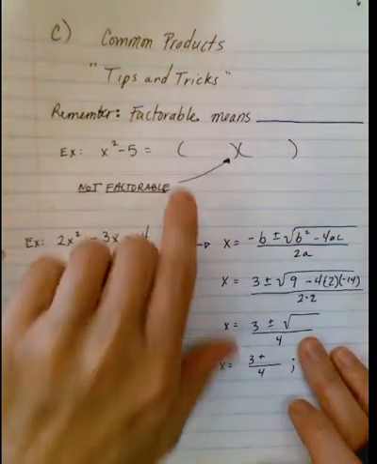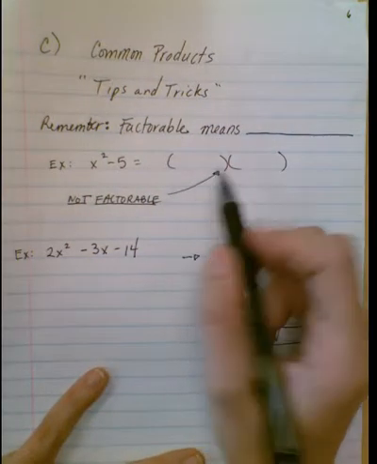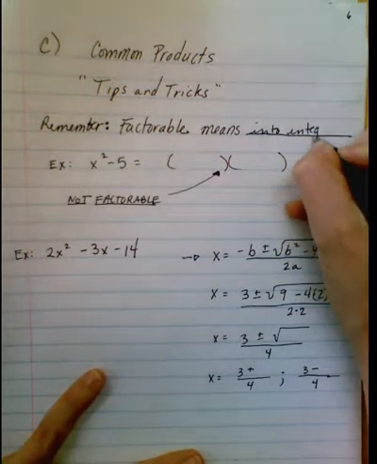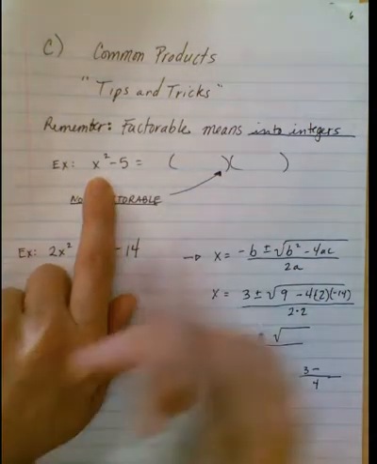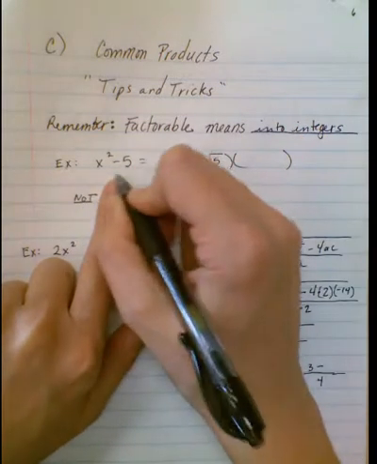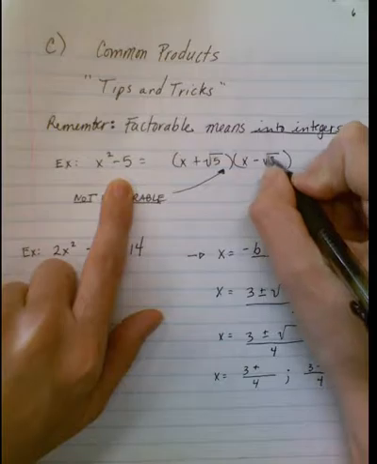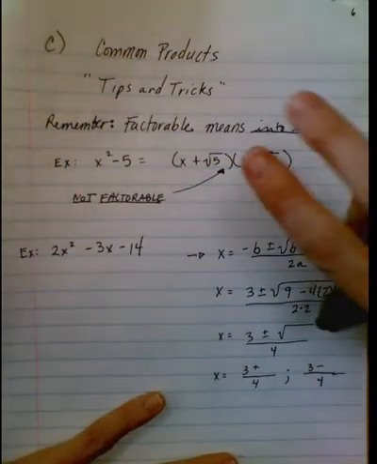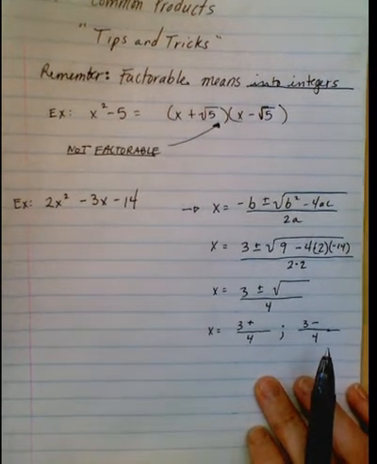So factorable means factorable into integers, not into square roots or something like that. I can break this up, I can write it as x plus root 5 because it's a difference of perfect squares, and x minus root 5, right? But that's not cleanly factorable, so it doesn't pass the test of what it means to be factorable. Same thing here.